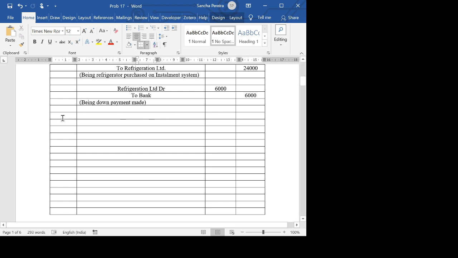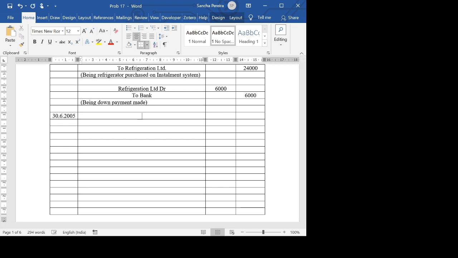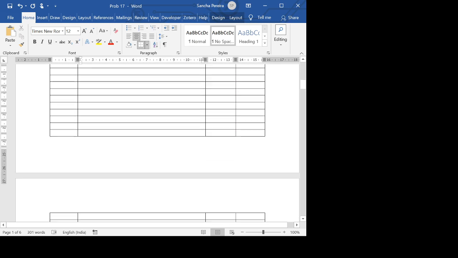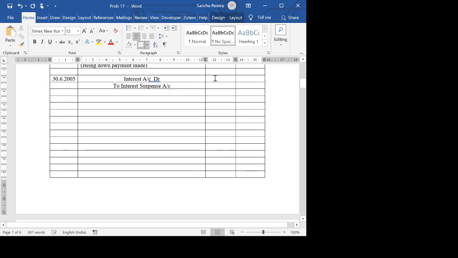Okay, so it's going to be on which date? You need to be careful. This is now the end of the year, so 30th June 2005, interest account debit to interest suspense account. The interest of the first year, let's just check it. The interest of the first installment is 818.